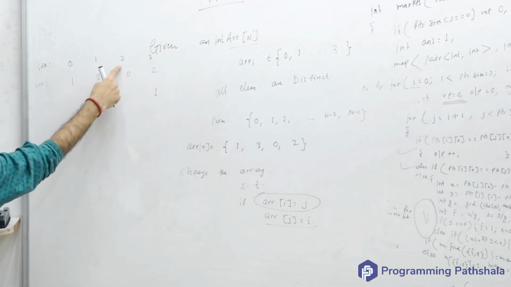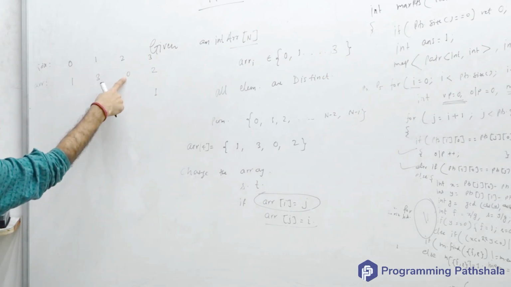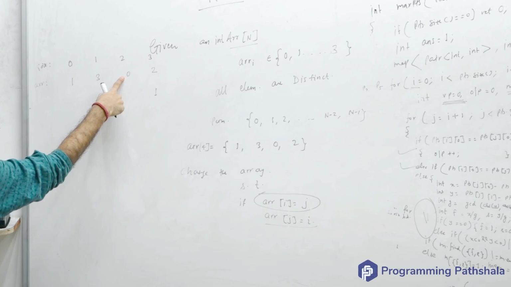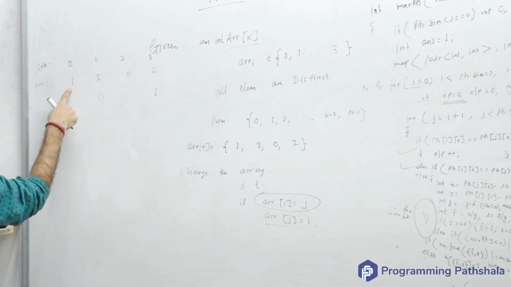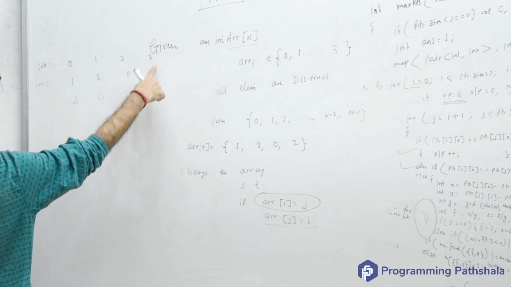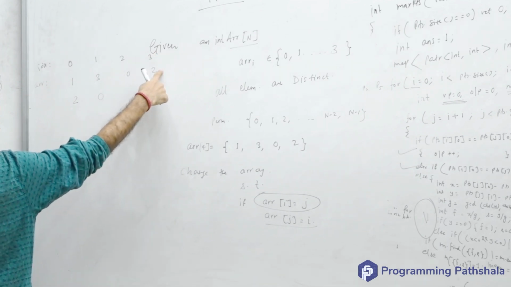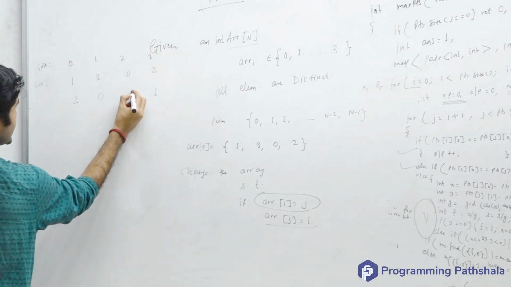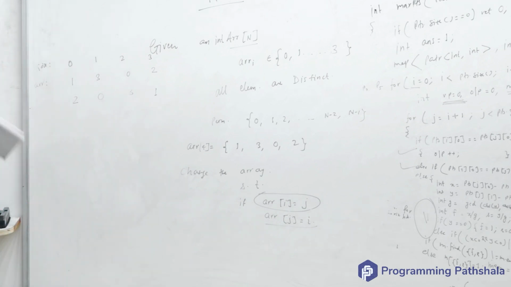Okay, now you come here to the next element. You see that array of 2 is 0. So array of 0, which is this, should be made 2. And now you come at the last element. You see that array of 3 is 2. So array of 2, which is this, should be made 3. So this is the output 2031 that you would get.